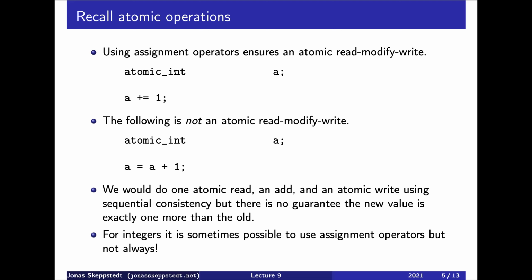But just using an atomic variable does not result in the read-modify-write sequence that we are interested in. Read-modify-write is the atomic operation: we read the old value, add something or do something, and write it back as one atomic operation. Here we read the value, add 1, and write back the result. But that's not atomic. It just happens to be using an atomic variable. There is no guarantee that this will give the same result as using this one.